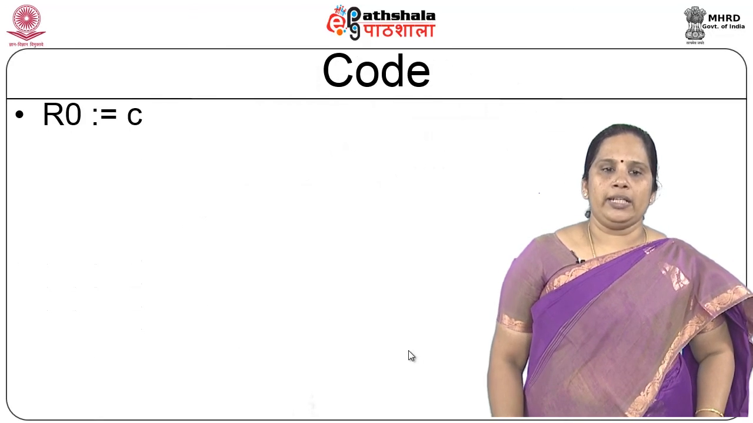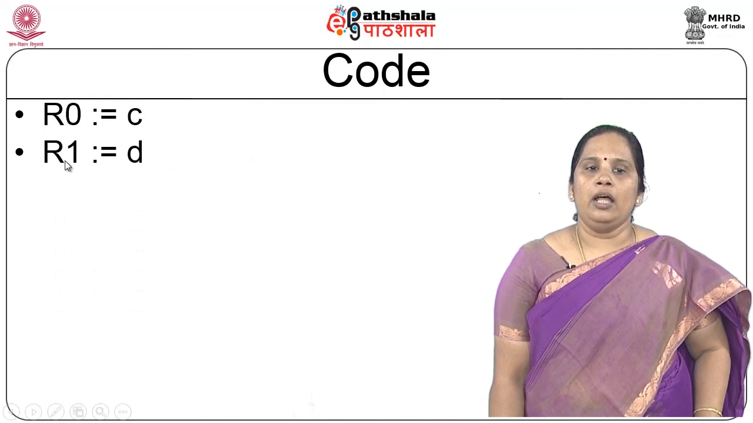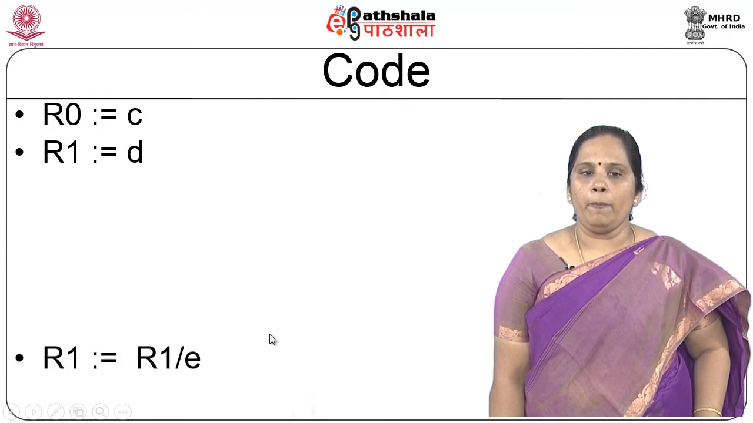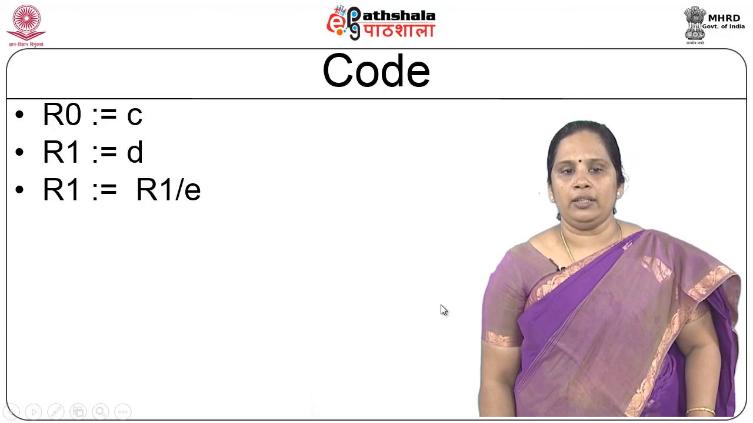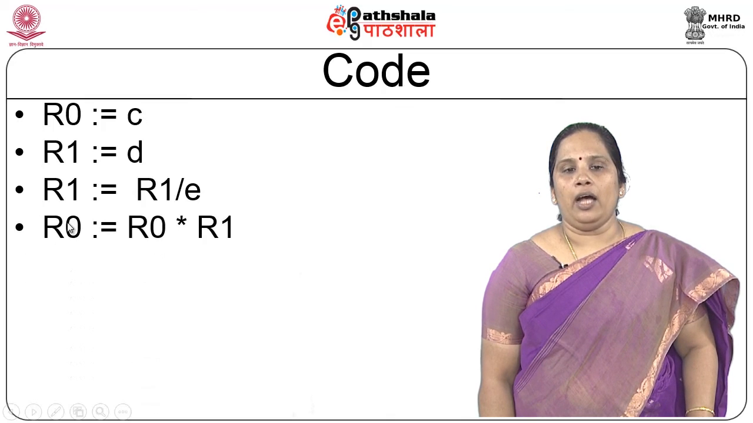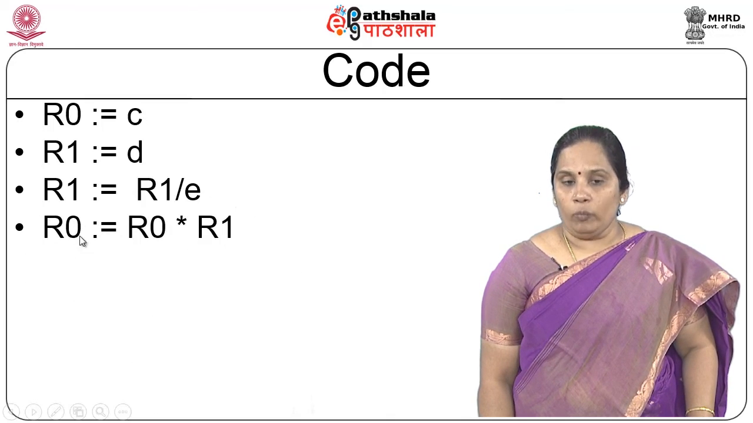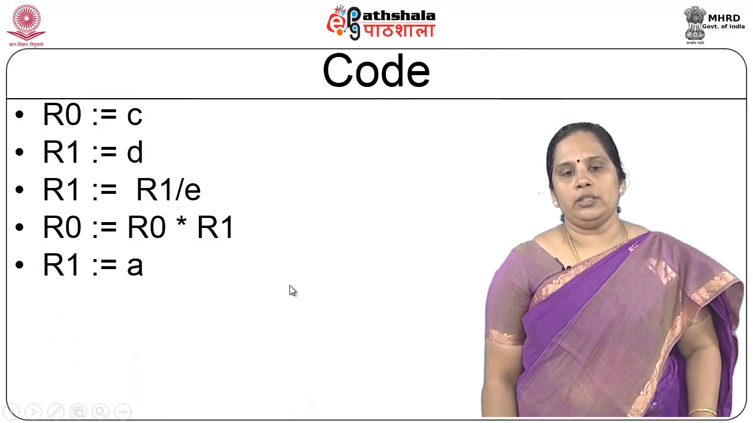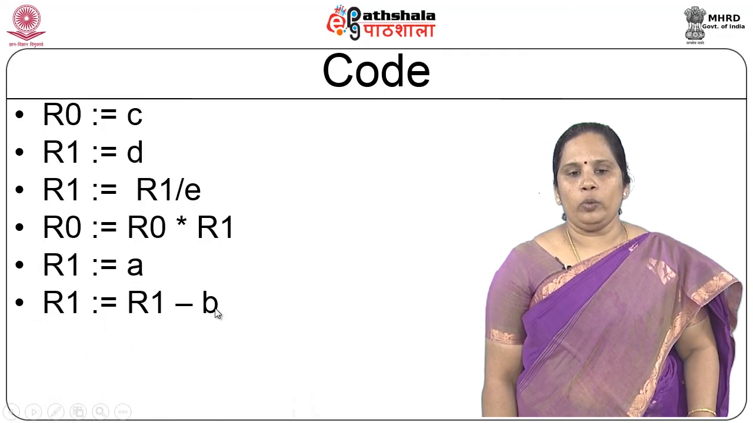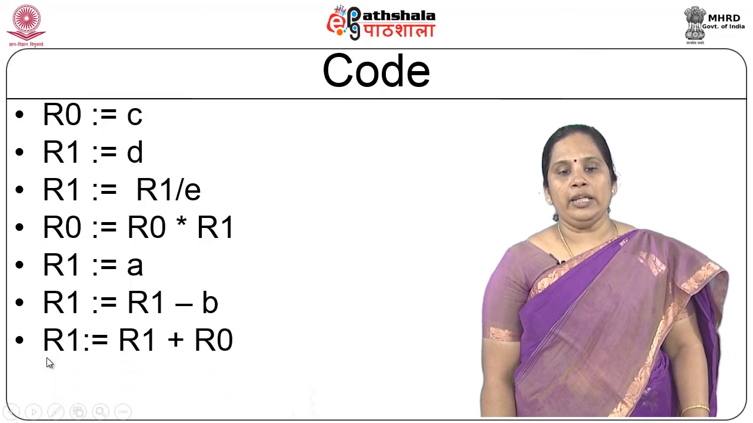So the first example here, the first instruction will be R0 is equal to C, then R1 is equal to D, then R1 is equal to R1 by E. So this node requires only one register, we have done that. Then its parent R0 is equal to R0 into R1. Now I want R0, but R1 could be reused. So R1 is equal to A, R1 is equal to R1 minus B, R1 is equal to R1 plus R0, which is the root computation.